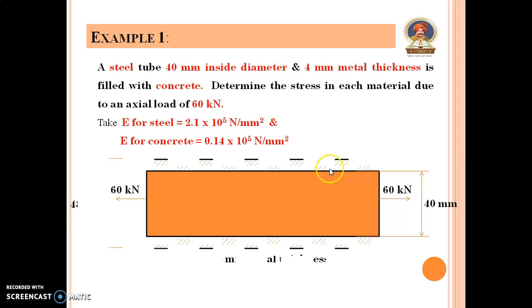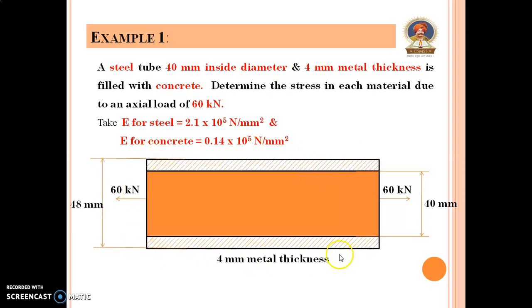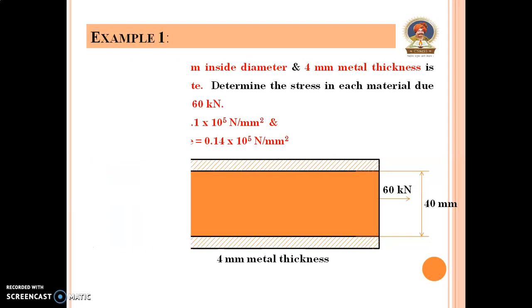So this is the outside diameter for steel, that is 48 mm. Here 4 mm metal thickness, 4 plus 4 is 8, and this 40, so 48 mm outside diameter, and 60 kilonewton axial load is acting on the bar. This is all about the diagram.